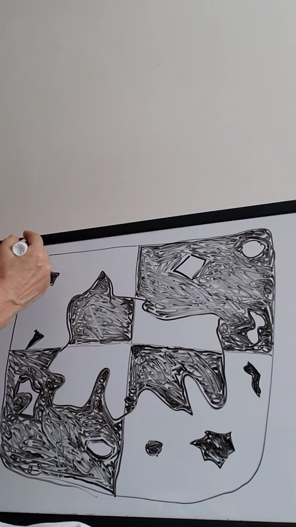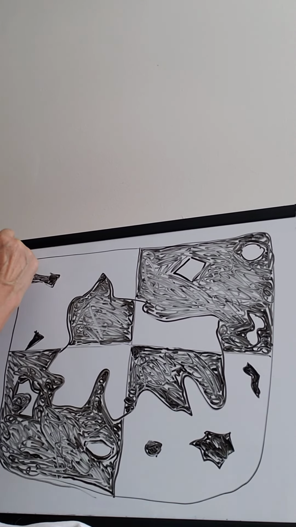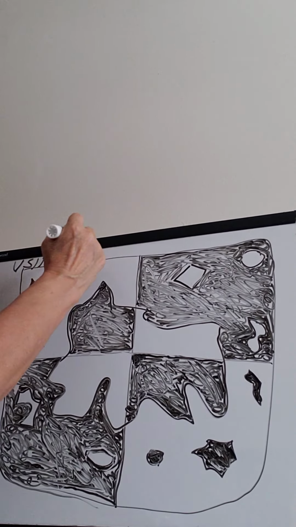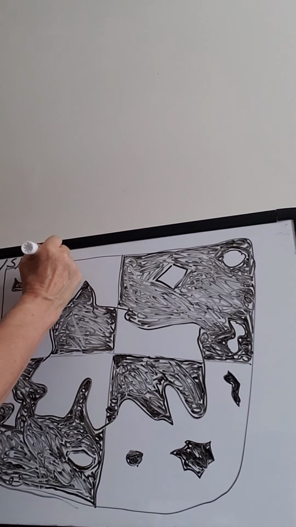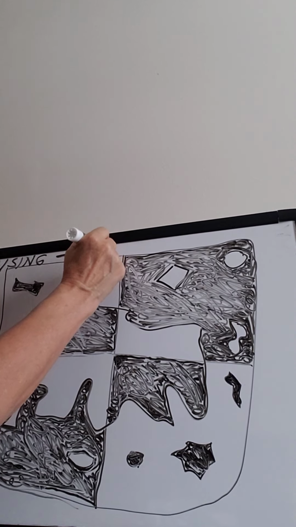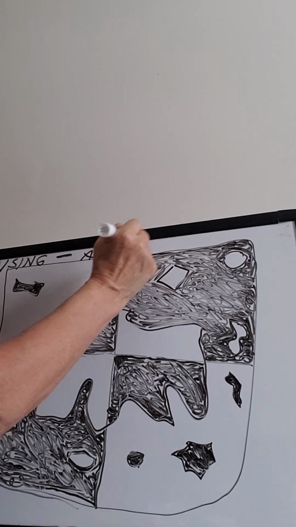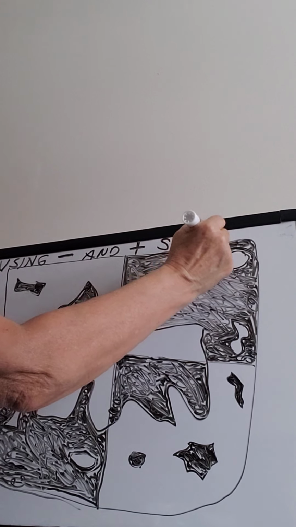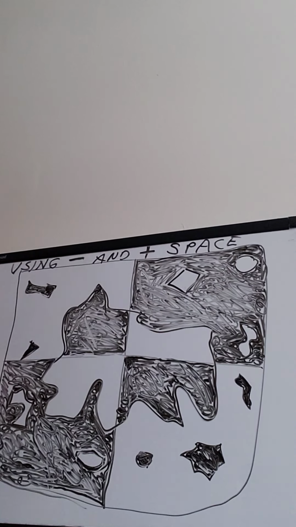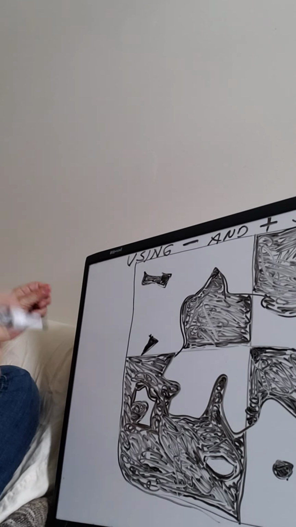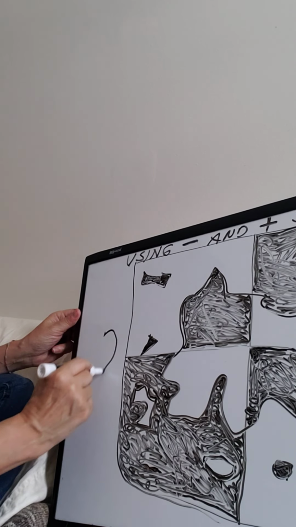And I'm going to write that up here: using negative and positive space. U-S-I-N-G. And I think I'll just make a minus sign. Negative and positive space. Boom.